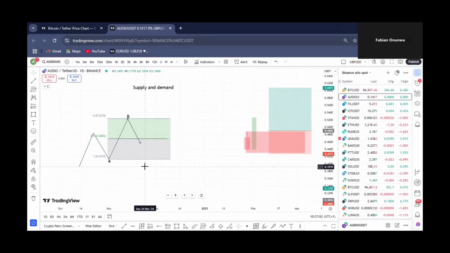Okay, so after explaining market structure, the next thing I would like to explain is order block. Sorry, supply and demand. That's what I would like to explain.